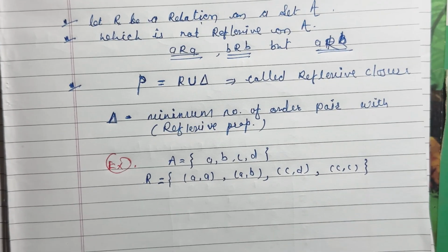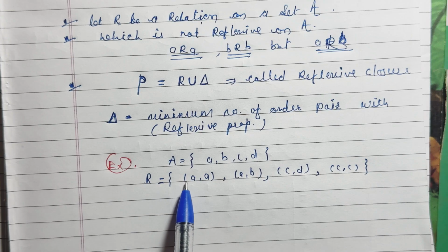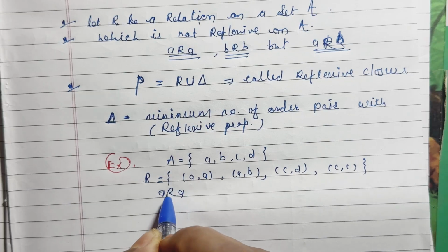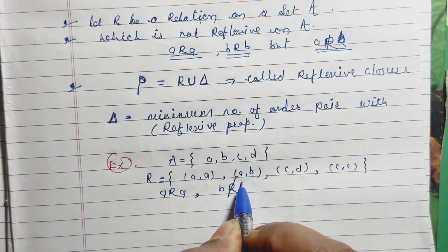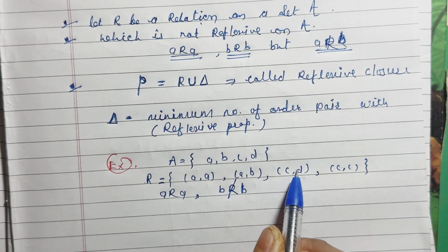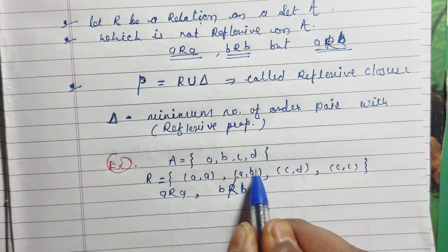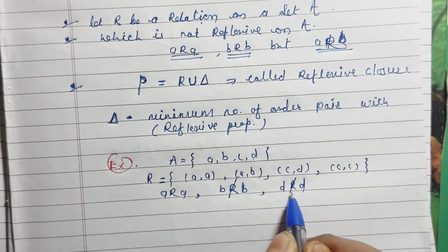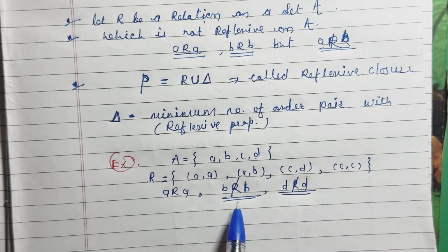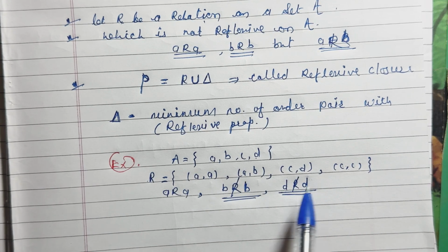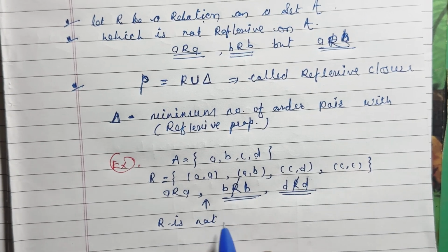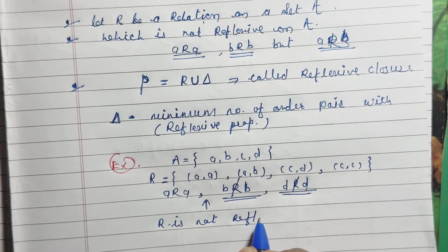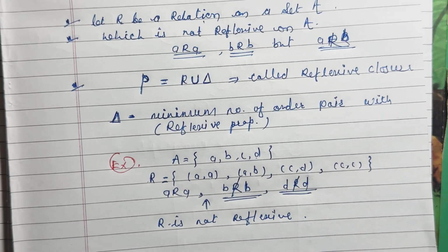As we can observe here, R is a relation but it is not reflexive. Why? We have A related to A present, but B related to B is not visible here. That means the ordered pair (B, B) is not there. The ordered pair (C, C) is there, but the ordered pair (D, D) is also not there, so D is not related to D. These two ordered pairs, (B, B) and (D, D), are absent, so R is not a reflexive relation.